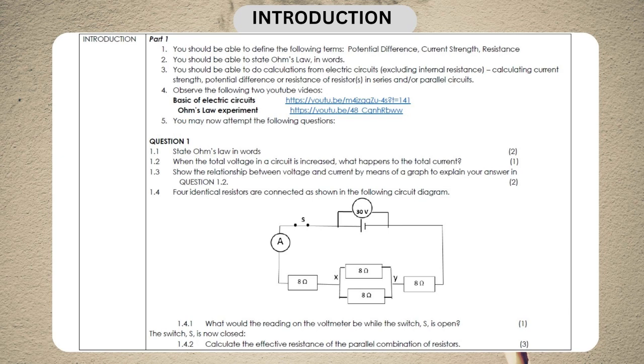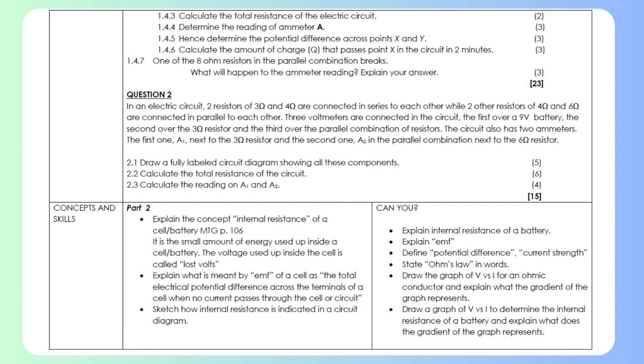1.4 Identical resistors are connected as shown in the following circuit diagram. 1.4.1 What would the reading on the voltmeter be while the switch S is open? The switch S is now closed. 1.4.2 Calculate the effective resistance of the parallel combination of resistors. 1.4.3 Calculate the total resistance of the electric circuit. 1.4.4 Determine the reading of ammeter A. 1.4.5 Hence determine the potential difference across points X and Y. 1.4.6 Calculate the amount of charge, Q, that passes point X in the circuit in 2 minutes.